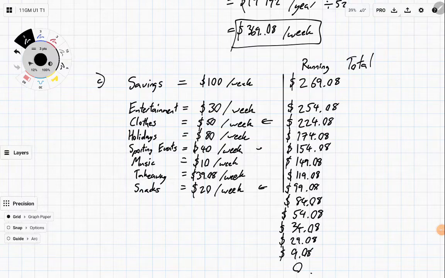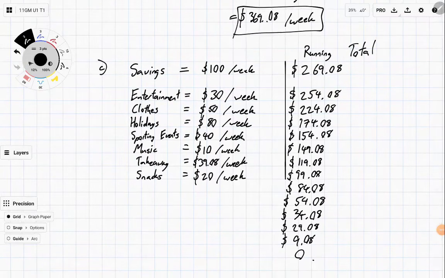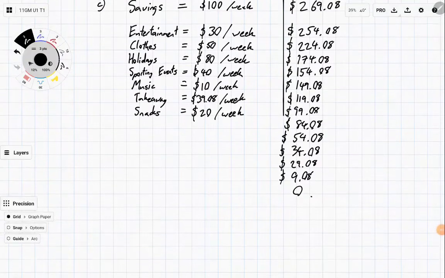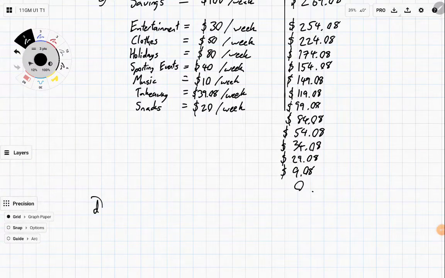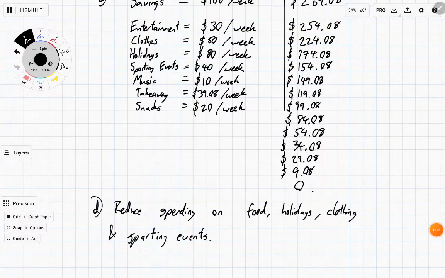Maybe only going once a month as opposed to a few times per month. And same thing for entertainment. So really, there's lots of places in which he could cut his spending, but I'm thinking certainly he could reduce his spending on food and holidays. So for D, reduce spending on food and holiday.